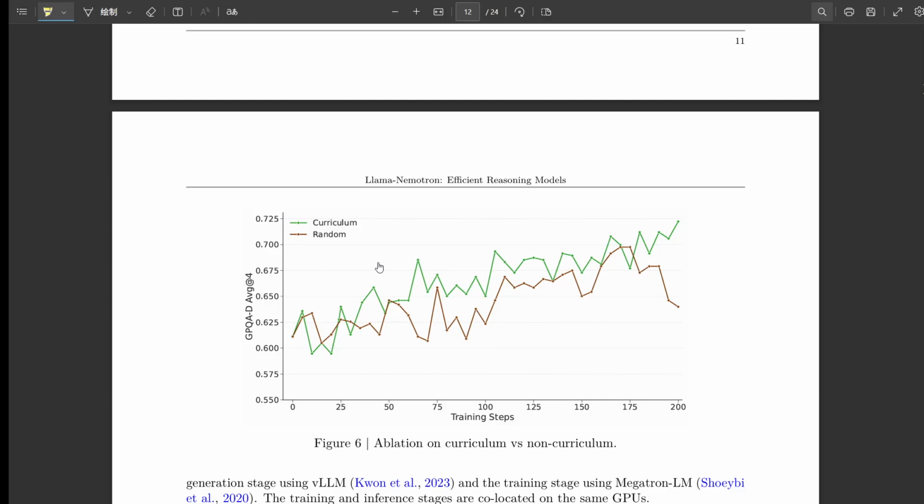like IFEval. Okay. And then for general chat quality and helpfulness, what's often called RLHF, reinforcement learning from human feedback, they used their own reward model, Llama-3.1-Nemotron-70B-Reward, trained on the HelpSteer2 dataset. They used online RPO for the bigger models, offline for Nano.